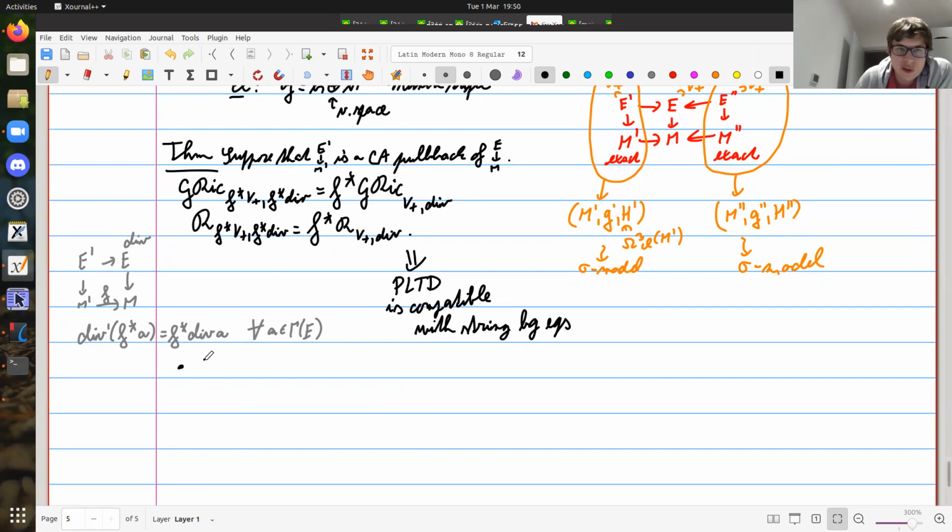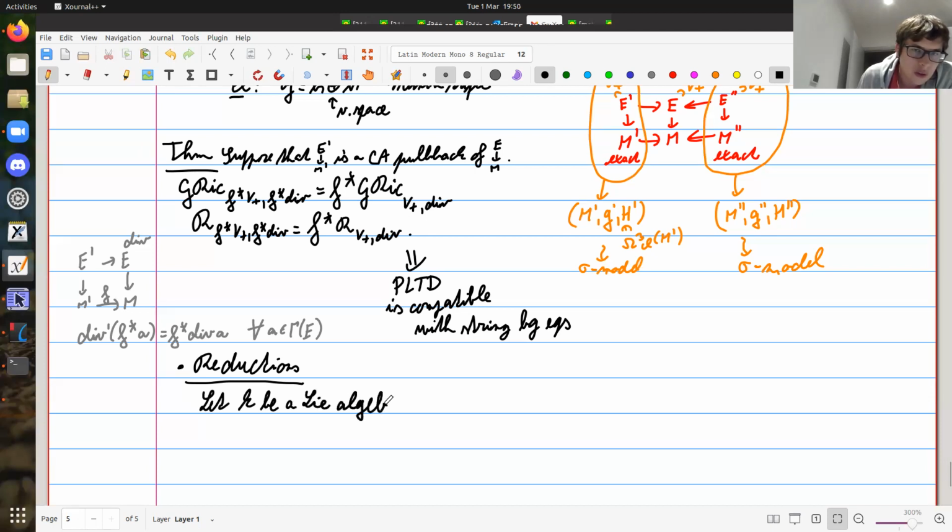In any case, there is a second thing that you can do with Courant algebroids, and that's called reductions. There are obviously many things that you can do, but these two are related to Poisson-Lie duality and equivariant Poisson-Lie duality, respectively. This one will be related to the second. So to do that, suppose that K is a Lie algebra with a symmetric bilinear invariant form.